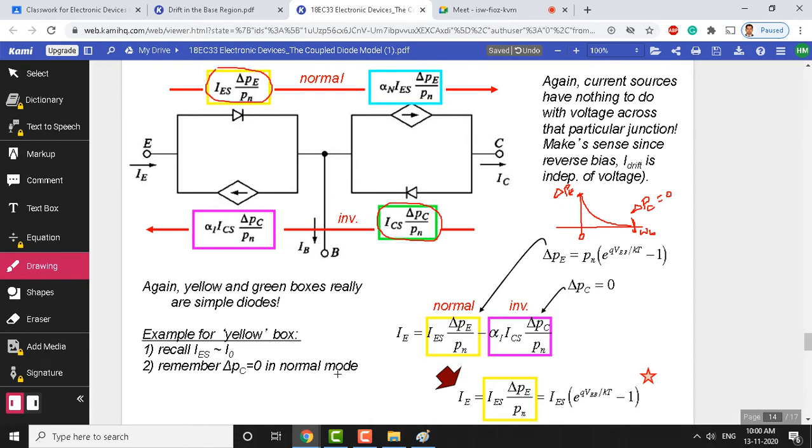Normal mode means the emitter will act like an emitter, and the collector will act like a collector. Therefore, in the normal mode delta P C is going to be 0. So, in this equation, if you substitute delta P C as 0 in the normal mode, you have only this part here.